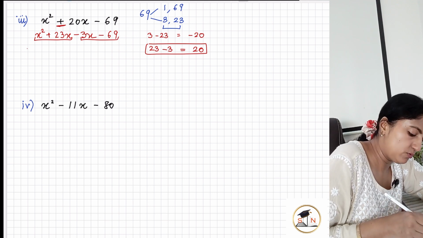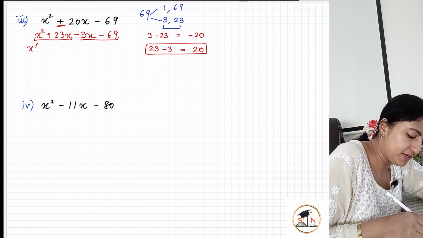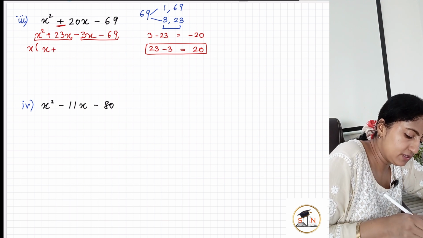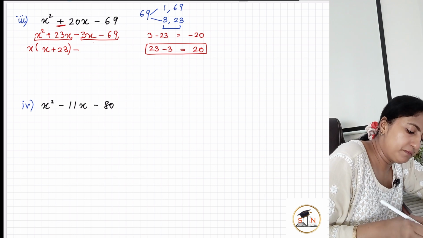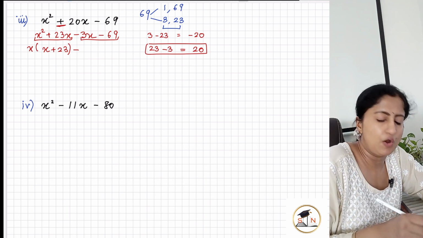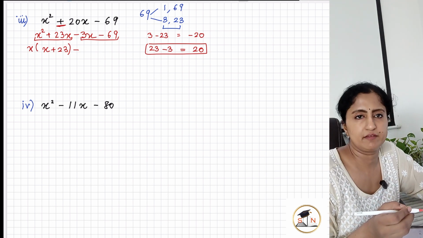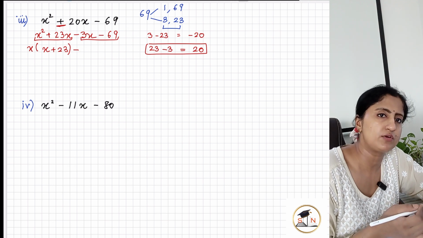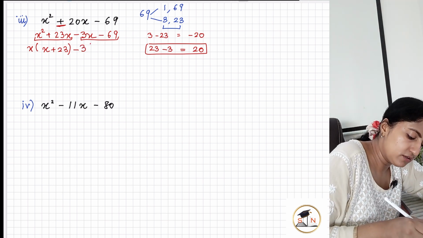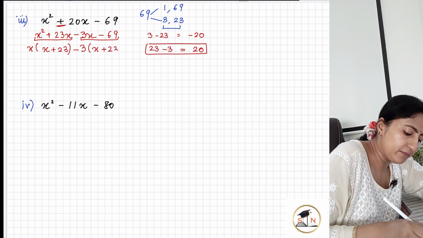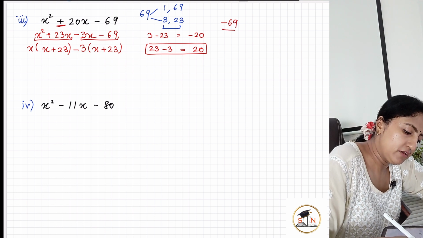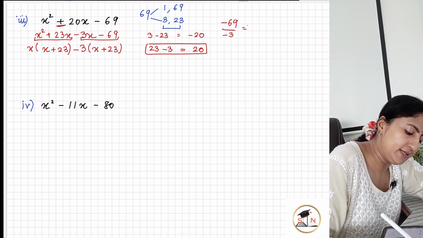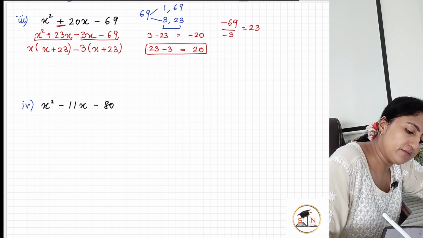common factors. So what is the common element in the first group? It is x. I am left with x plus 23. In the second group, we have minus 3 as a common factor. See, both the terms were negative, so minus will also come out as a common element along with 3. And what we are left with is x plus 23. If you divide minus 69 by minus 3, you will get 23.